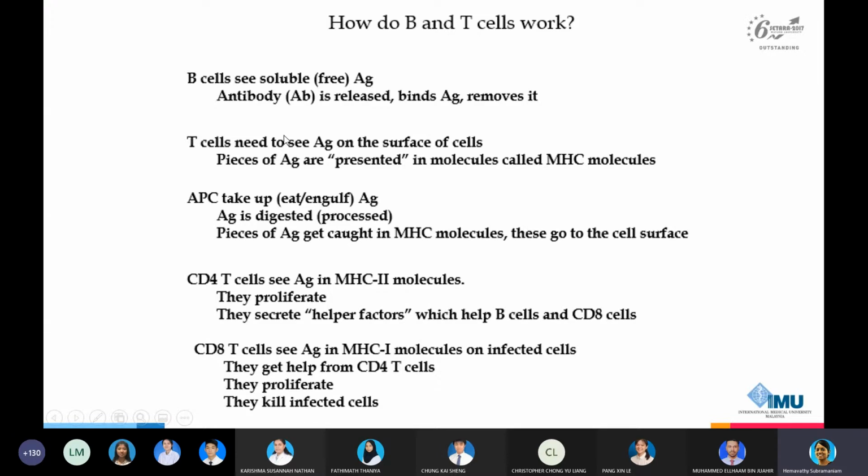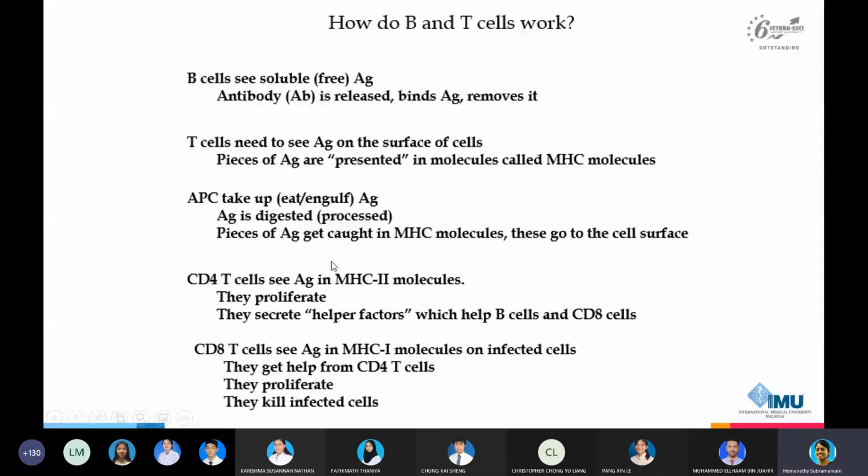T cells. Anyone knows what is CD4 positive T cells? Referring to which cell? CD4 T cells, referring to, or another name? Are they the T helper? A guess? Very good. T helper cells. CD4 positive cells are actually T helper cells.